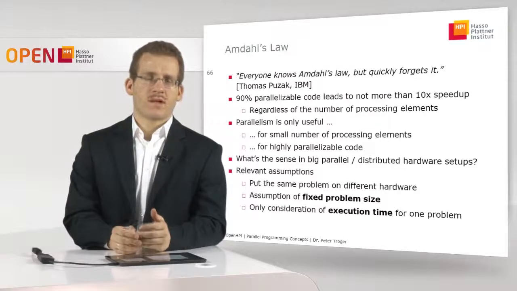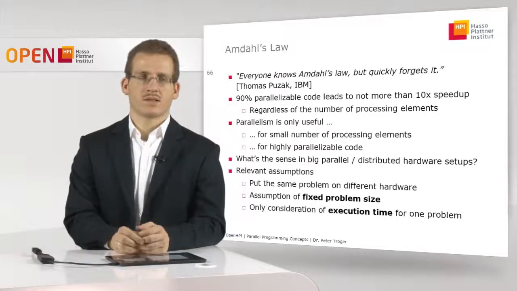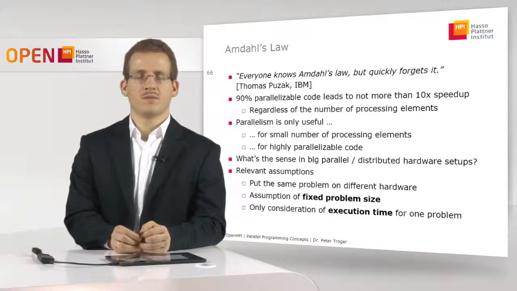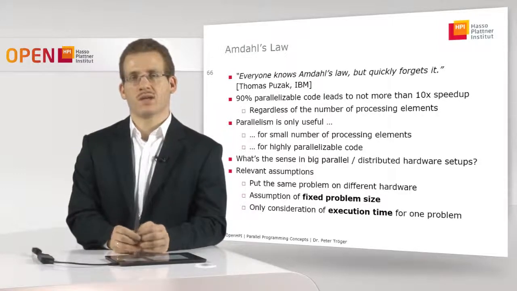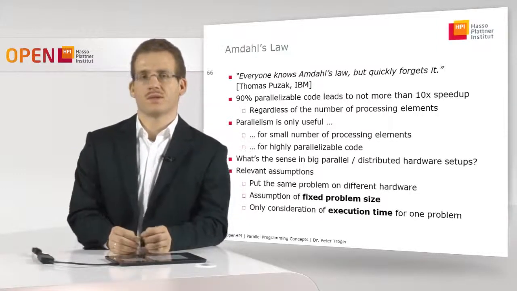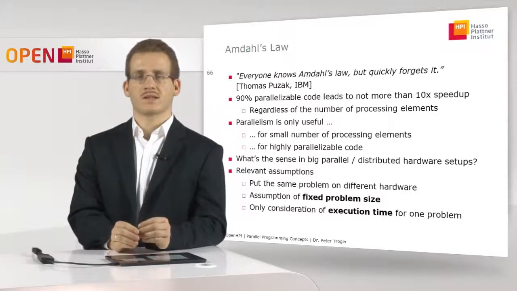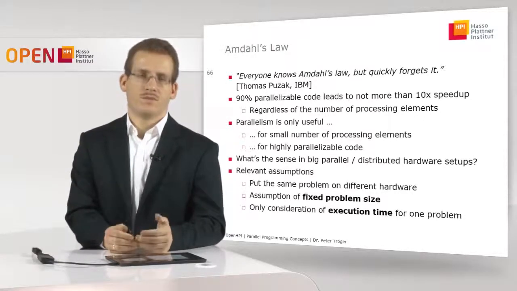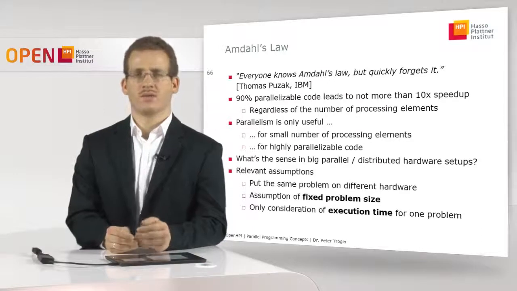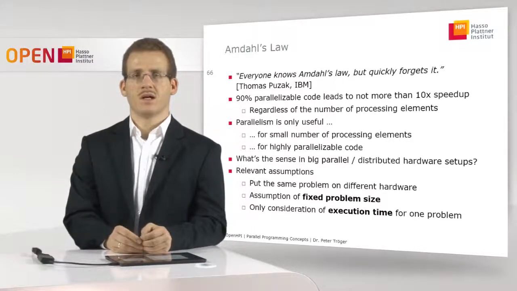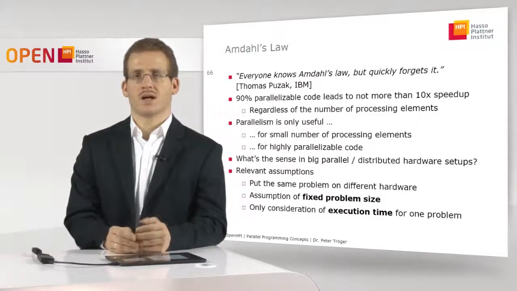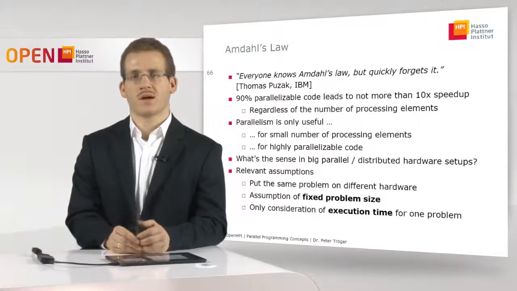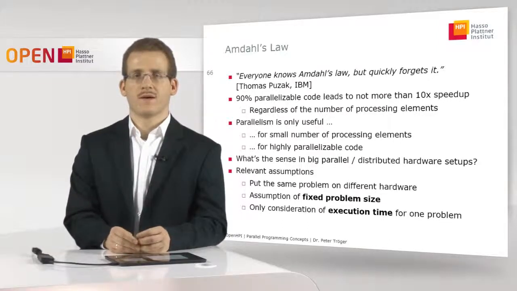Amdahl's law had a tremendous effect when it came out in '67 on the parallel computing community, because basically everybody said, okay, let's stop building parallel hardware. This is not really useful, it doesn't make any sense, since when we invest all the time in adding new processing elements into the system, it doesn't pay off anyway, because we can't get more speedup at some point in time by adding more resources.